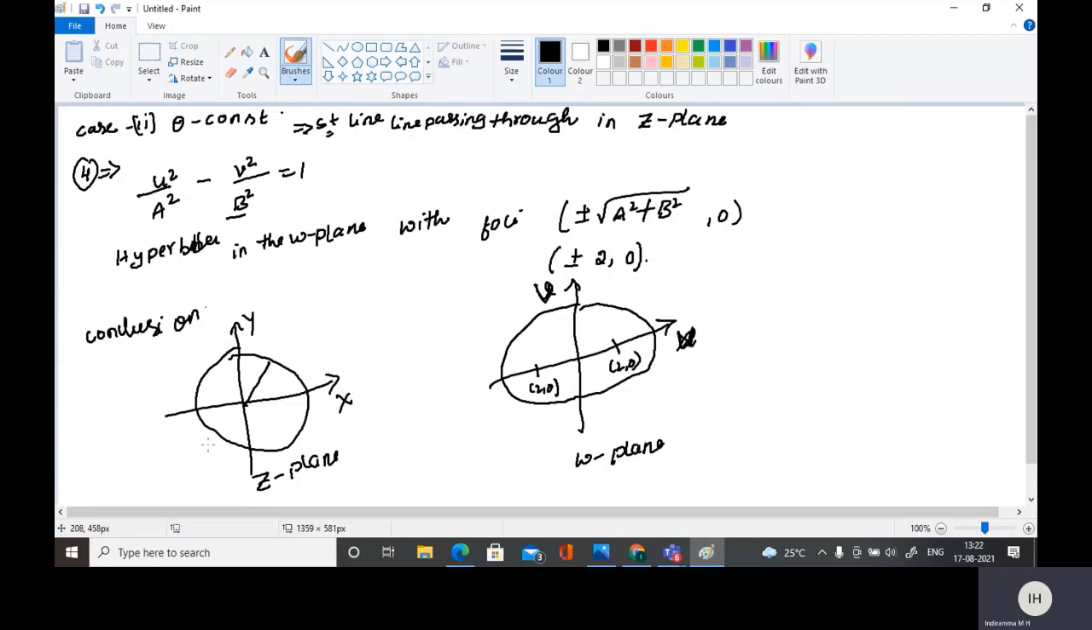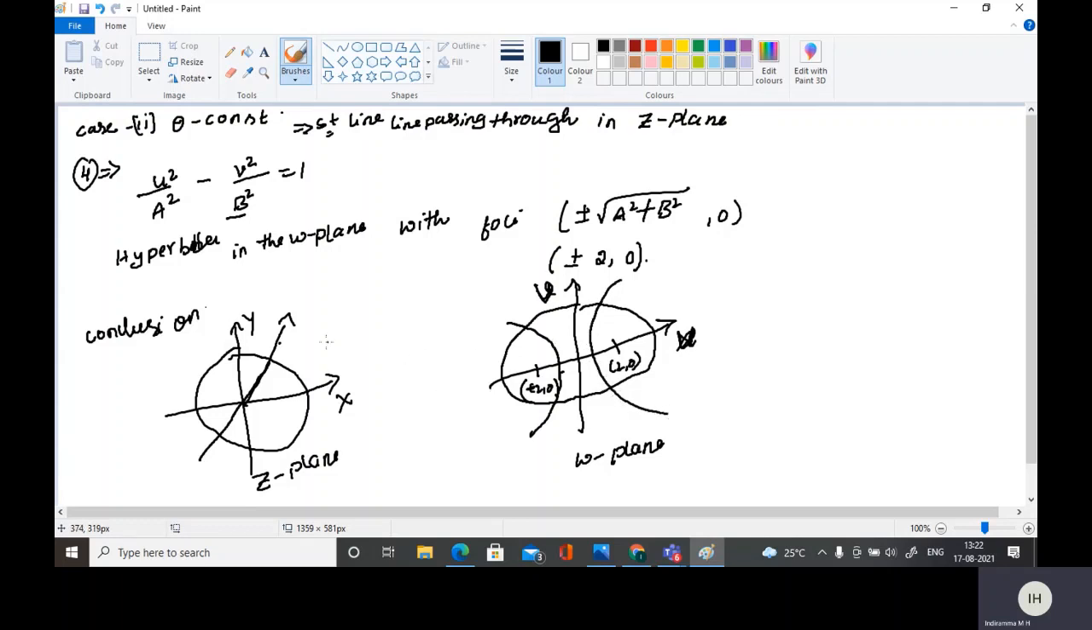In the second case, we considered theta constant, that is, a straight line passing through origin, of the form y equal to mx plus c. For theta constant, we got a hyperbola with foci plus or minus 2 comma 0, that is, 2 comma 0 and minus 2 comma 0.